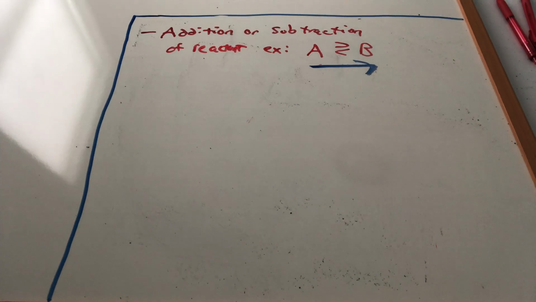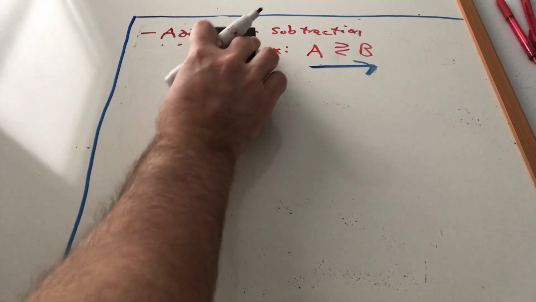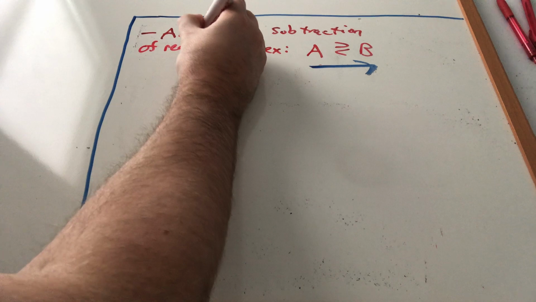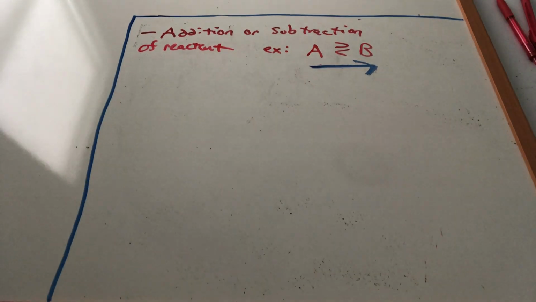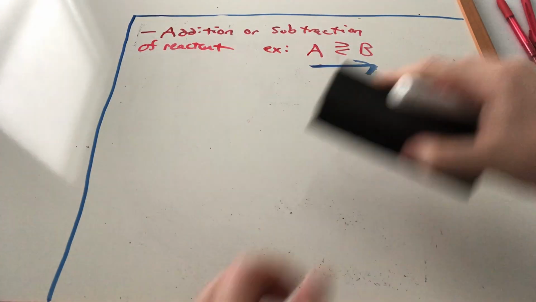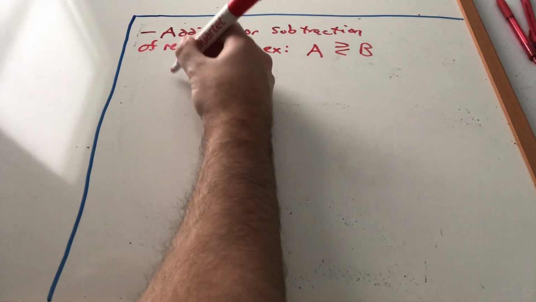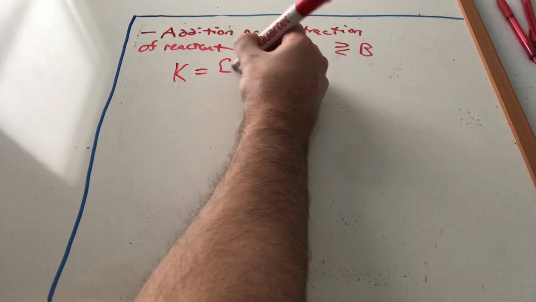All right, let me spell that better for you guys. Addition and subtraction of reactant. So if we're doing addition and subtraction of reactant, the exact same ideas apply. You can probably go ahead and fill this in yourself if you wanted to. It's the same sort of idea. Here's a K.